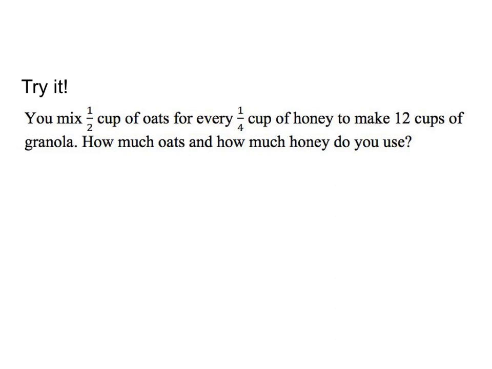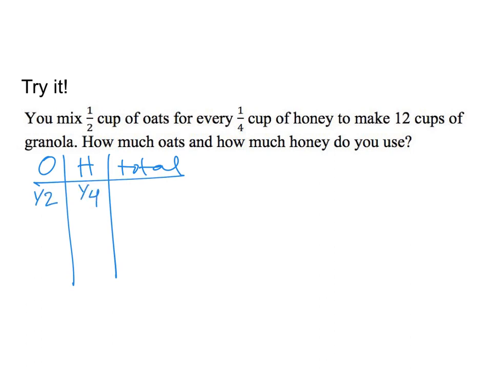So in this problem, it says you mix a half a cup of oats for every 1/4 cup honey to make 12 cups of granola. So again, I'm going to do my part-part-total table. So this part is oats, this part is honey, and this part is my total. I use a half a cup of oats for every 1/4 cup honey. And I don't know what that total is right now, but I can calculate it out. Eventually, I want a total of 12 cups.